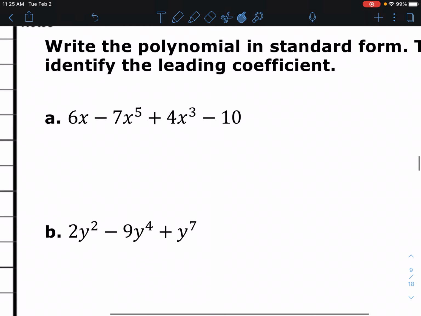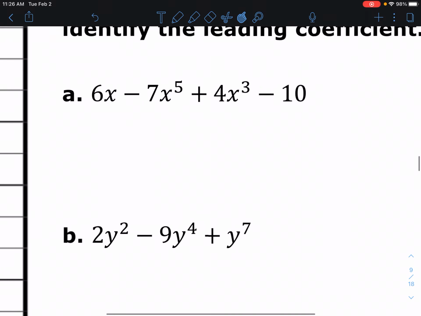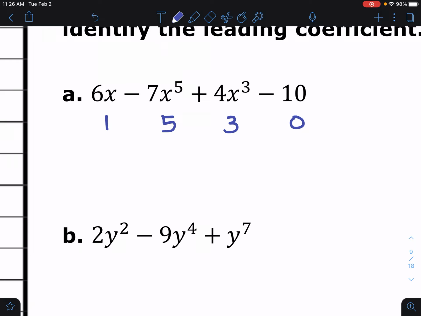Okay, so standard form. First thing you want to do is find the degree of each term. The degree of this would be 1. This one would be 5, 3, 0. Now you are going to put these terms in order from biggest to smallest. You're not just going to write 5, 3, 1, 0. The biggest one is this one right here, the term that is this whole thing, and notice that I put a box around that negative that goes with it. The sign goes with it. So that is the biggest degree. That's going to be written first.